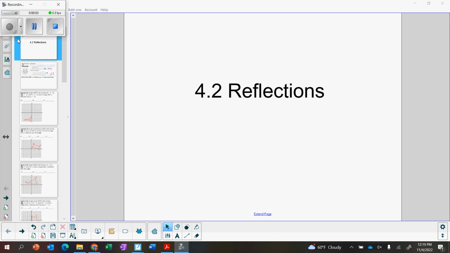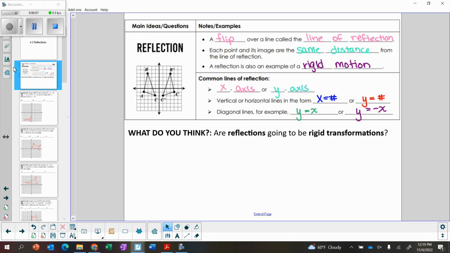This is 4.2, reflections. A reflection is the next type of transformation, and it is a flip over a line called the line of reflection. Every point and its image are going to be the same distance from the line of reflection. So what that means is if C is 1 unit away from the line we're reflecting over, C prime is also 1 unit over from that line. And a reflection is also an example of a rigid motion.